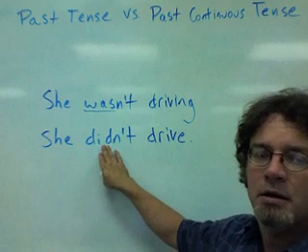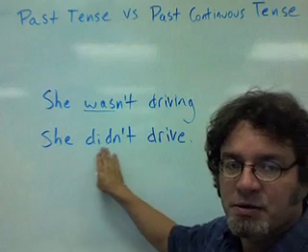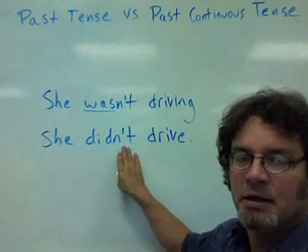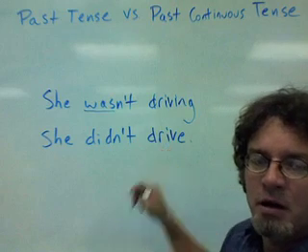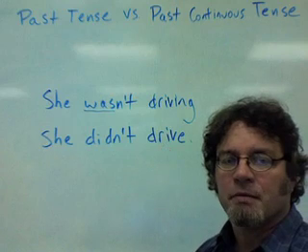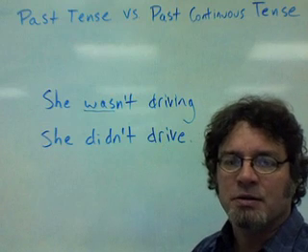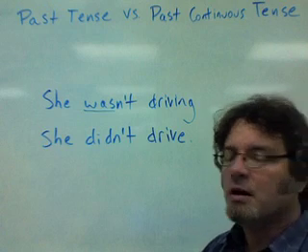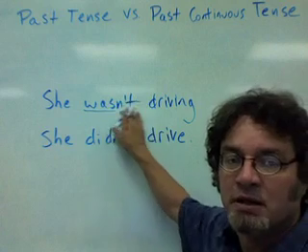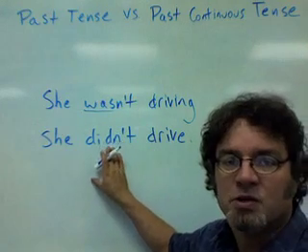This is the helping verb. And then not. This is a contraction for did not. And the main verb is in the simple form, drive. She didn't drive. The meaning is different in these two sentences. She wasn't driving. She didn't drive. This expresses continuous activity over a period of time, and this is for the simple past.